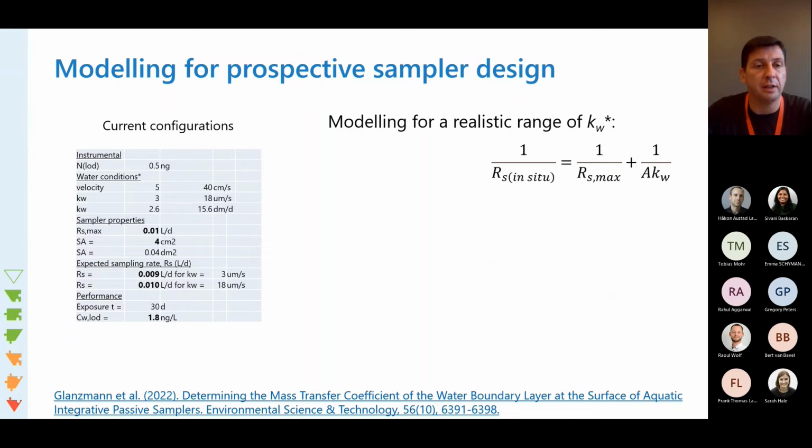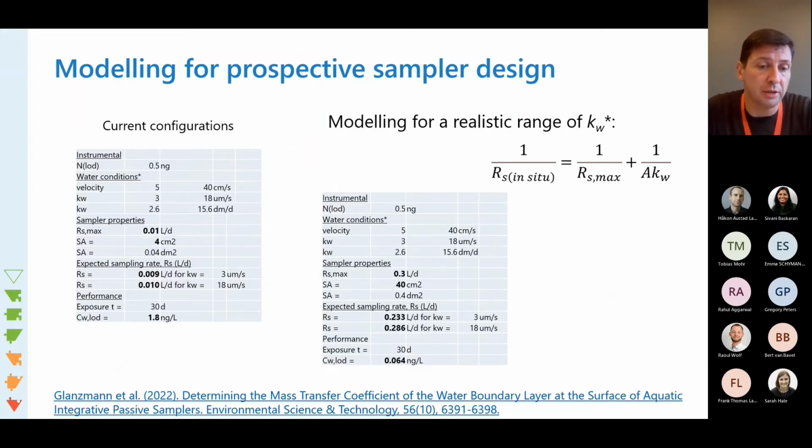So here on the left-hand side, you have the current configuration of the devices we've been looking at. We're sampling about 10 mL per day. We've got a surface area of 4 centimeters, and we see that our limit of detection will be in the low nanogram per liter for an exposure of 30 days. And if we have high turbulence or low turbulence, so 3 micrometers per second or 18 micrometers per second for the mass transfer coefficient in the boundary layer, we see that our RS are very, very similar. So we won't have very much difference if we're sampling in a lake or if we are sampling in a torrent.